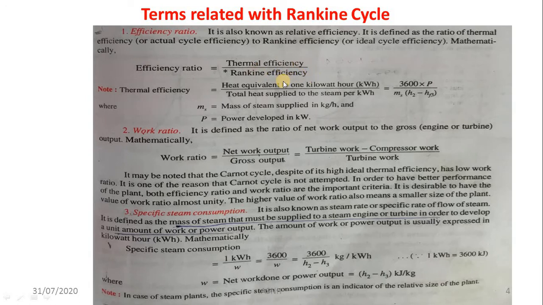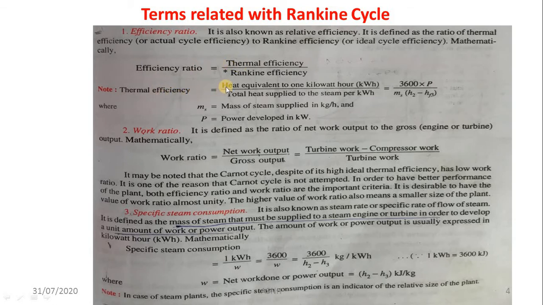And students, the formula for the Rankine efficiency is H2 minus H3 upon H2 minus HF3. I repeat once again, the formula for the Rankine efficiency is H2 minus H3 upon H2 minus HF3. But here, the thermal efficiency is calculated by a different formula.